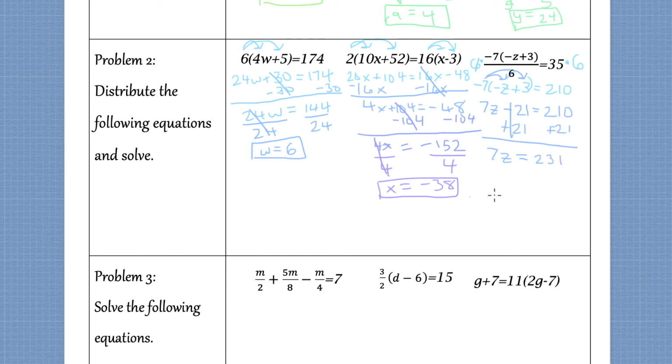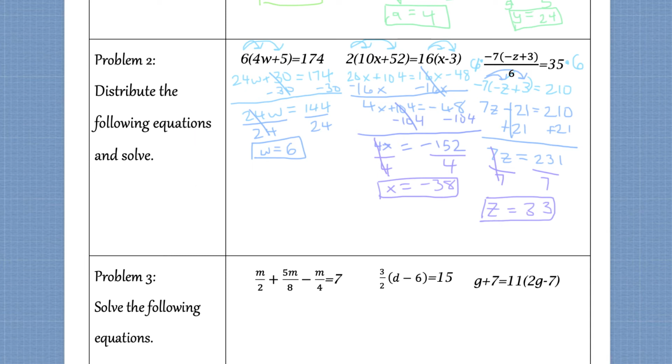And then now to completely solve this, we're going to divide this by 7 to get rid of the 7z and just solve for the regular z. So we're going to divide this side and this side by 7. And so 7z divided by 7 leaves us just z right here, which is equal to 231 divided by 7, which is 33. And that is going to be our answer on this one.